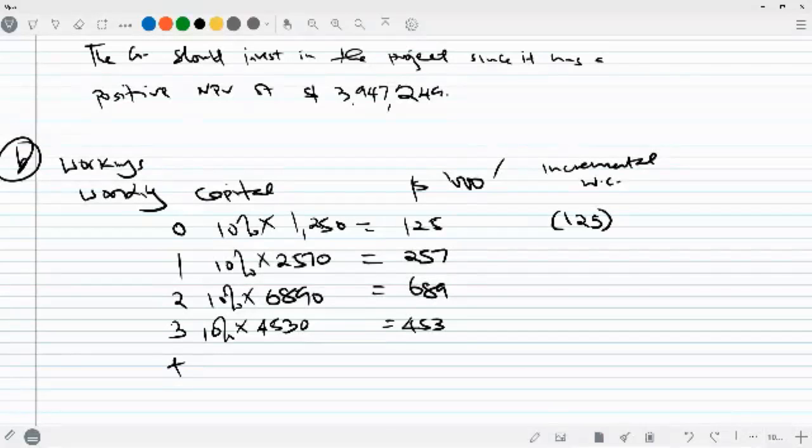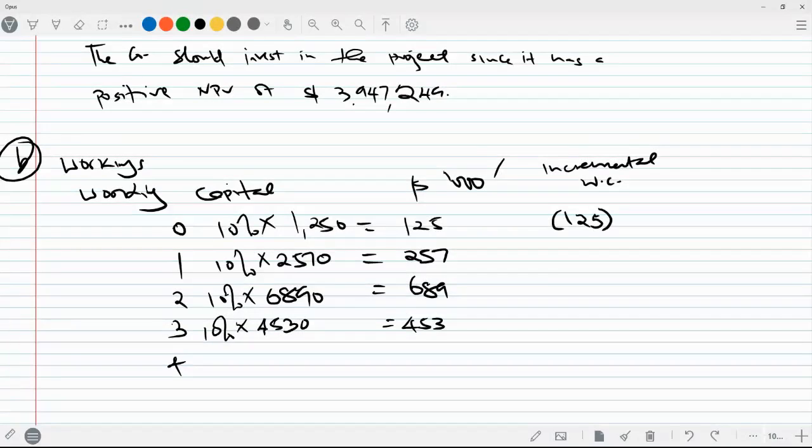In year 1 we top up from 125 all the way to 257, to give us how much? 132, so 132,000. Between year 1 and year 2, the amount of top up we need is 432. Now between year 2 and year 3, there's a decrease in the amount the company is investing in working capital.